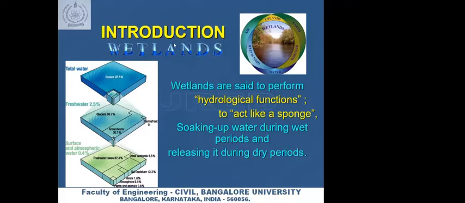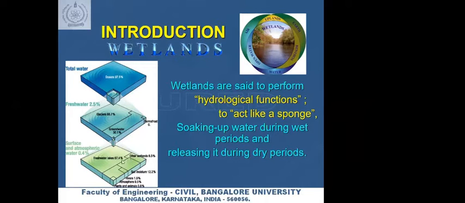Why should wetland hydrology be studied? This is a quite common figure which we have come across since school days: how much is the total water, fresh water, and surface and atmospheric water, which is 0.4% of the fresh water. Fresh water is 2.5% of the total water. But now, in what context am I looking at this?